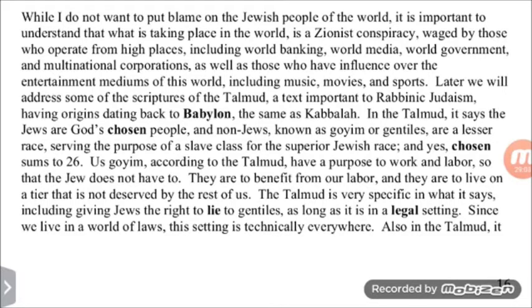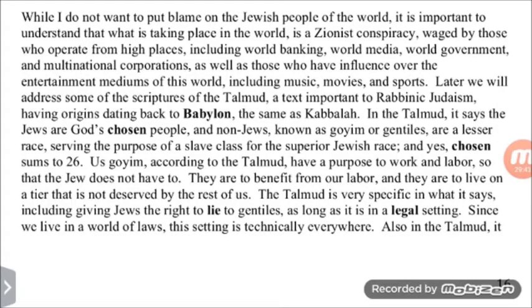Us Goyim, according to the Talmud, have a purpose to work and labor, so that the Jew does not have to. They are to benefit from our labor, and they are to live on a tier that is not deserved by the rest of us. The Talmud is very specific in what it says, including giving Jews the right to lie to Gentiles as long as it is in a legal setting. Since we live in a world of laws, this setting is technically everywhere.